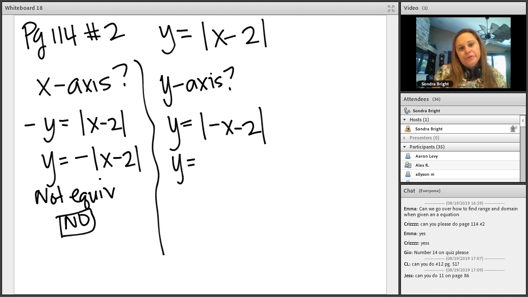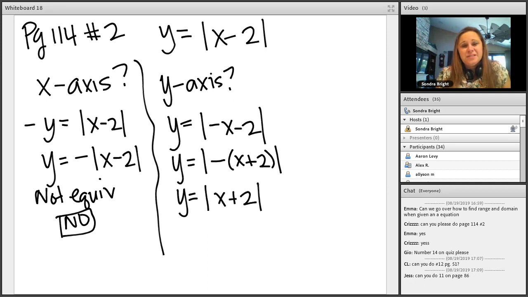What could you do? You could factor out a negative, but you'd have to factor it out of both. And then if you take the absolute value of that, you'll end up with y equals... will that work? Let's see. If we do a 3, yeah, it'll end up equaling the same thing as the absolute value of x plus 2. It's not equivalent, so that's also a no.